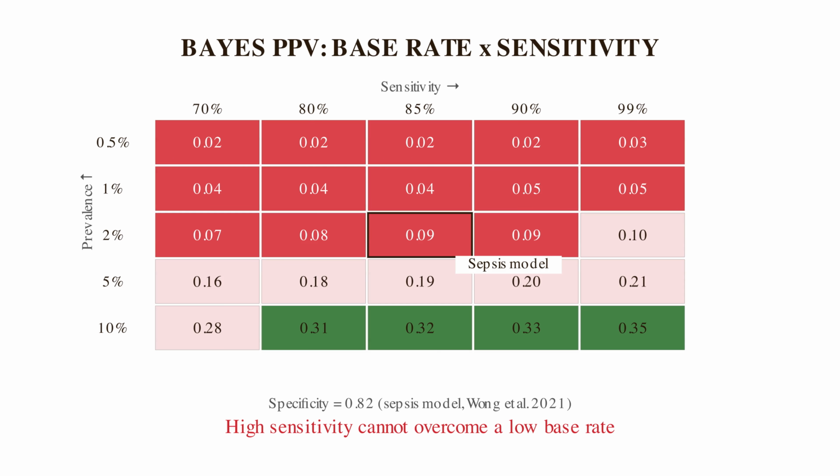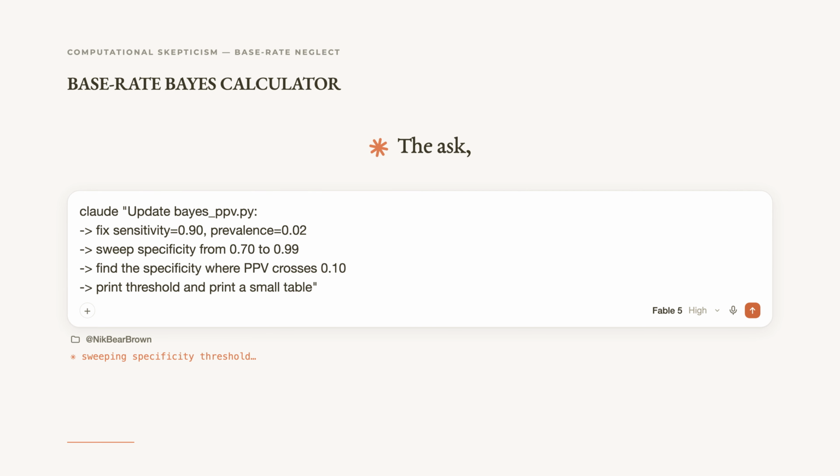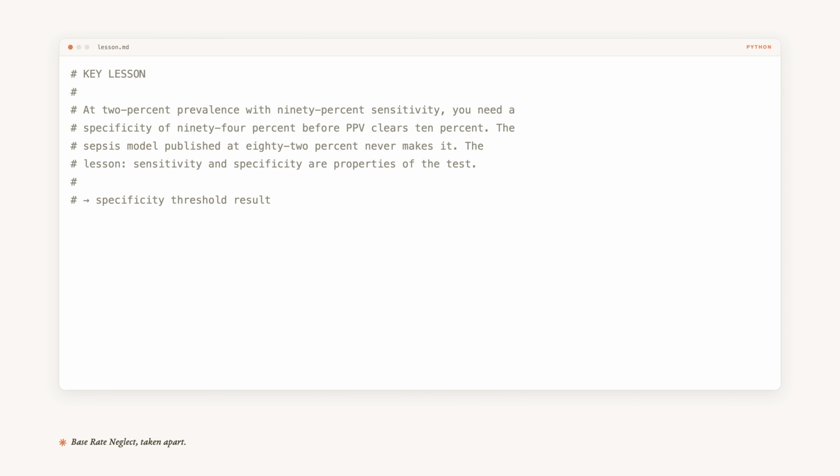Now iterate. Ask Claude to add a specificity sweep, hold sensitivity at 90%, vary specificity from 0.7 to 0.99, and show at what specificity the PPV at 2% prevalence finally crosses the 10% threshold. At 2% prevalence with 90% sensitivity, you need a specificity of 94% before PPV clears 10%. The sepsis model published at 82% never makes it.